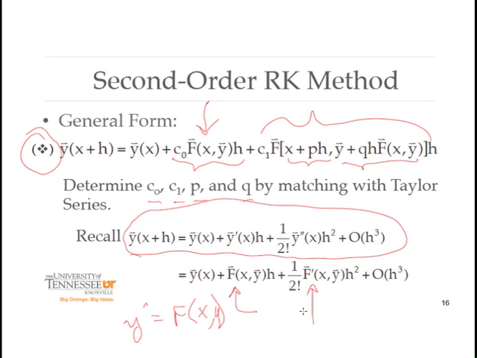Replaced y prime with the right-hand side of the ODE, f, and then if we had y double prime, it's going to be the derivative of f, and if you had y triple prime, it would be the second derivative of f. Okay? So just keep that in mind in terms of representing what y of x plus h could be using the ODE itself.